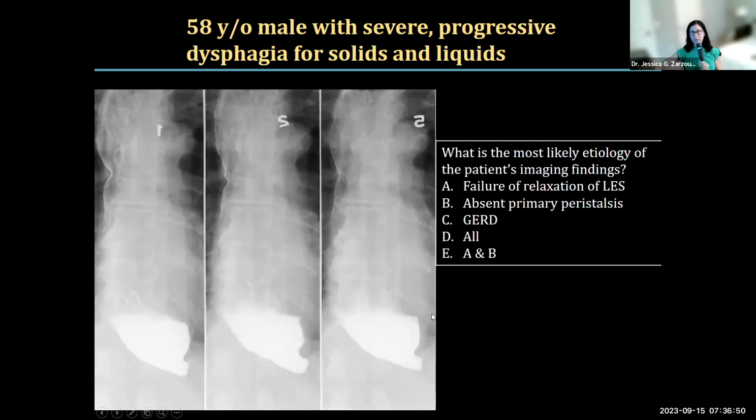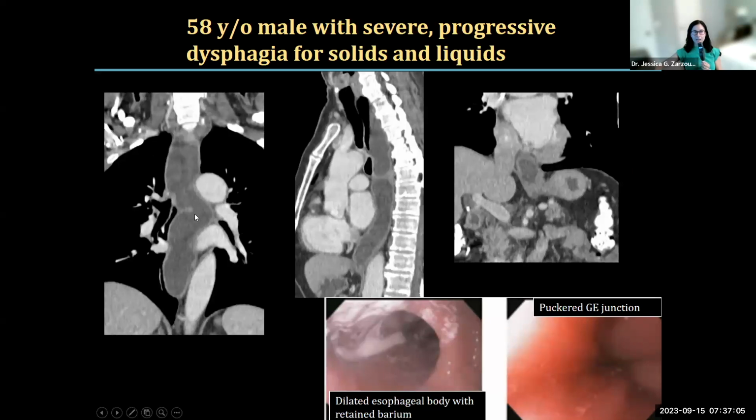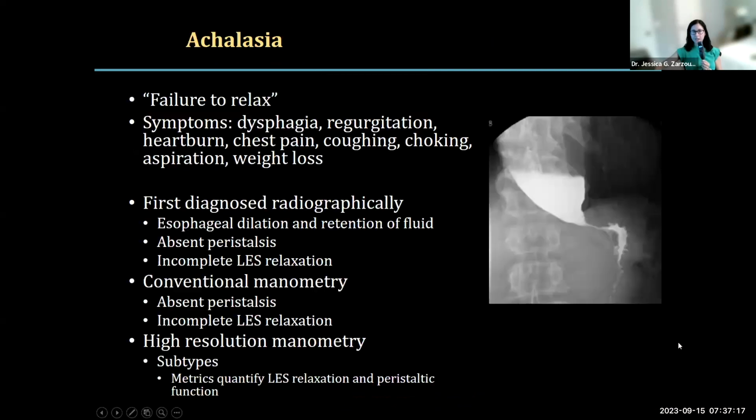So this is achalasia. Achalasia is characterized by failure of relaxation of the lower esophageal sphincter and absent primary peristalsis. So with achalasia, we can see on CT a dilated and fluid-filled esophagus. With endoscopy, we can see this dilated esophagus, and it has retained barium in it, and it has this puckering at the GE junction. So achalasia means failure to relax. And patients present with dysphagia, regurgitation, heartburn, chest pain.